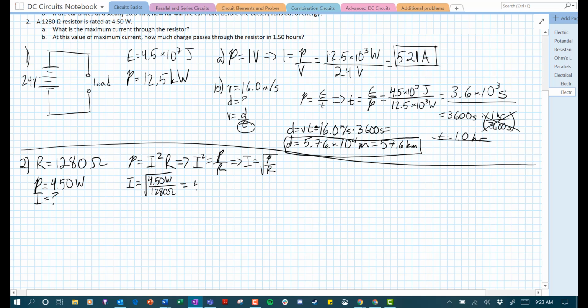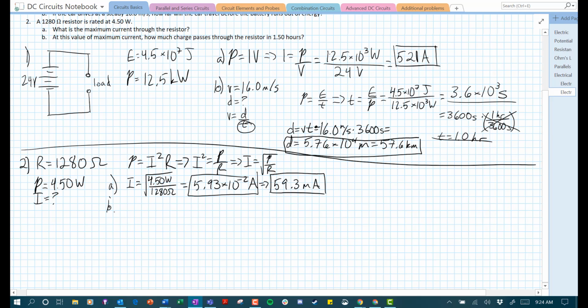It's going to be 5.93 times 10 to the minus 2 amperes. We can also write that in milliamperes if we want, because usually milliamperes is more appropriate. That's going to be 59.3 milliamps. Okay, there's our answer for part A.